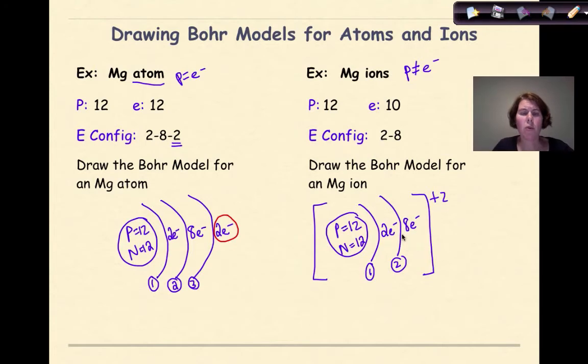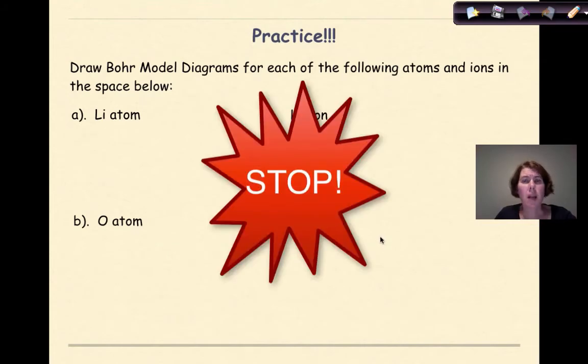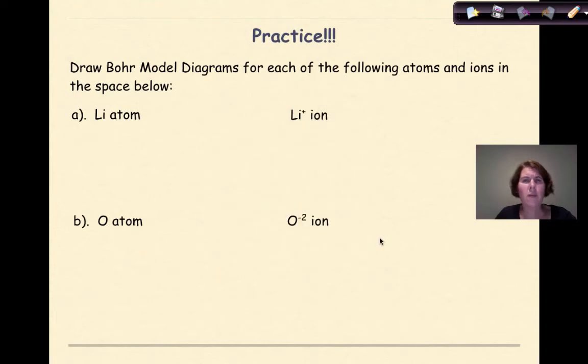They have been removed. Now it's time for a little bit of practice. So draw Bohr model diagrams for each of the following atoms and ions in the space below. And while you're doing it, think about, where's my valence electrons? Does it even have the valence electrons? What's going on with it? So stop the video, do a little bit of practice, and check your work when you're done.